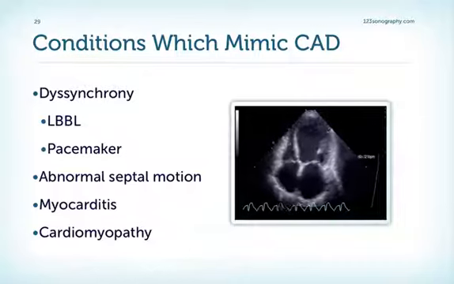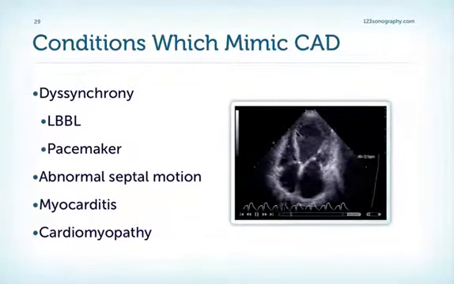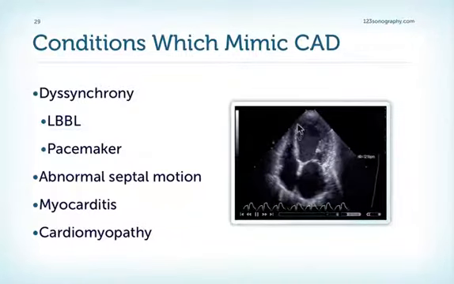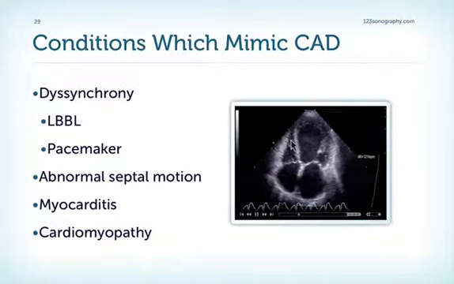There are a number of conditions which can mimic coronary artery disease, either because there is a regional wall motion abnormality due to another cause, or because it appears as if the patient has a regional wall motion abnormality. This is the case, for example, in patients who have dysynchrony. Dysynchrony is usually the result of a left bundle branch block or pacemaker. This is an example of a patient with left bundle branch block. If you look at the apex or the apical segments, you might have the impression that the patient has regional wall motion abnormalities there. However, the septum is just asynchronous and biphasic.